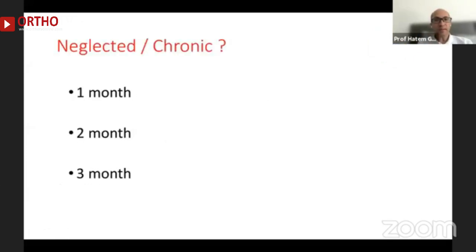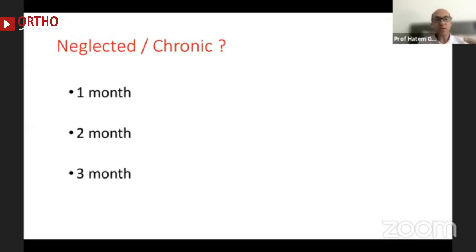So the first part is, when do you say it's chronic or neglected? Is it 1 month, 2 months, 3 months? There's no clear mark in the literature that tells you the definition, whether it is acute or chronic. But definitely we all know that shoulder dislocations should be treated as quickly as possible, and they should be reduced, as the more you wait, the more problems you have.